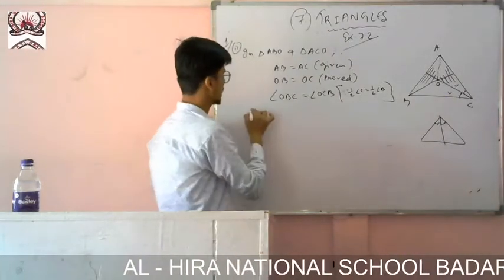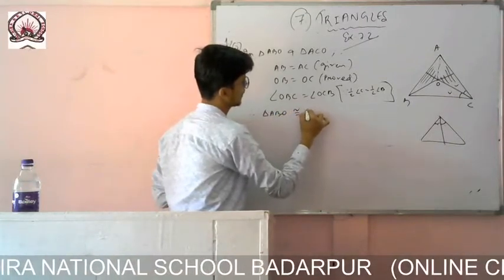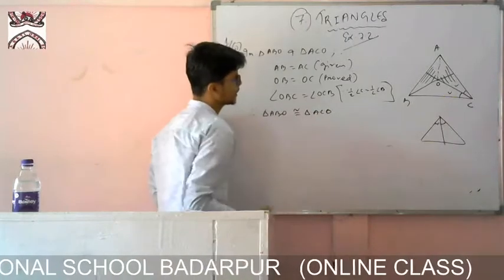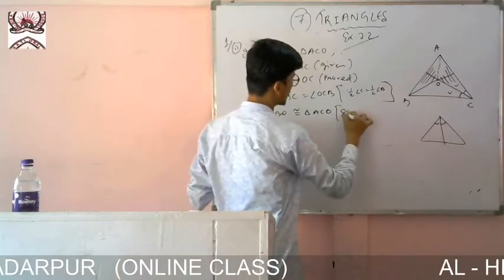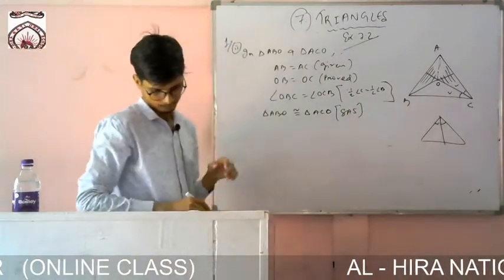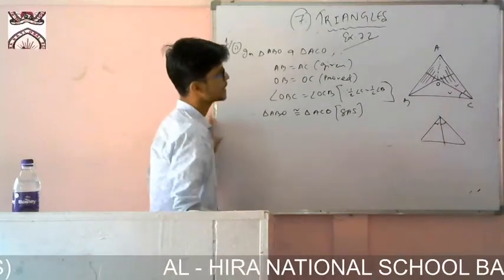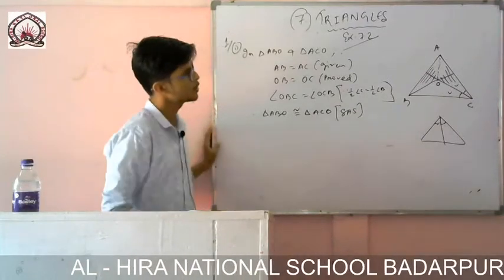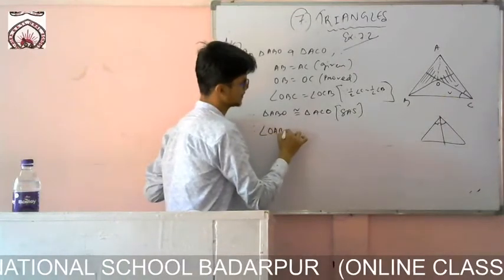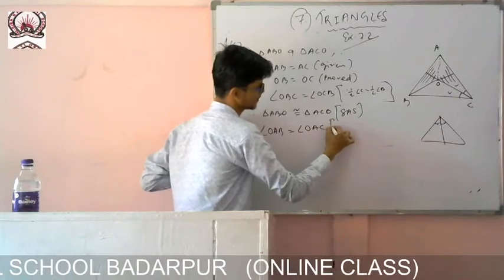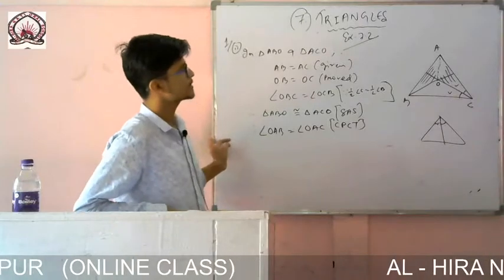So therefore I can say that triangle ABO is congruent to triangle ACO, and the postulate we have used here is side angle side. So we have shown that these two triangles are congruent. If these two triangles are congruent, then angle OAB will be equal to angle OAC. Therefore angle OAB is equal to angle OAC, by CPCT, corresponding parts of congruent triangles.